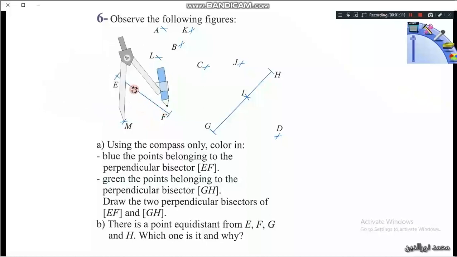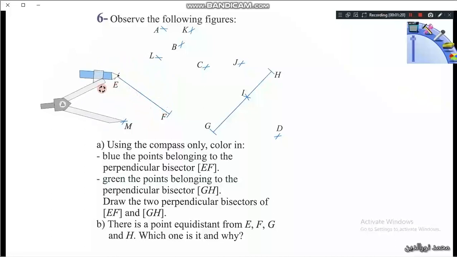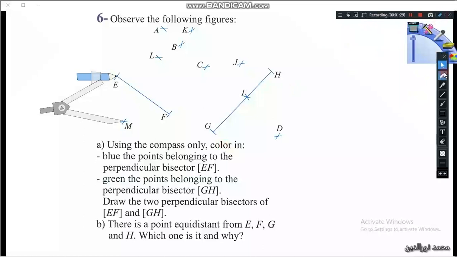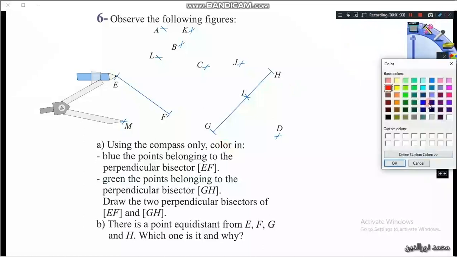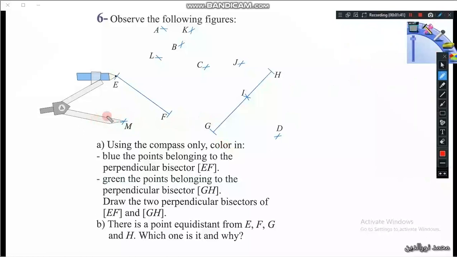So بنلاحظ انه yes it is the same distance. فإذا MF هي إذا بدكم radius the same radius هو ME, so M belongs to the perpendicular bisector of EF, so we color it in blue. So this is blue color. فإذا راح نلون هيدي النقطة بال in blue. So point M in blue and then another point راح نشوف ال L.